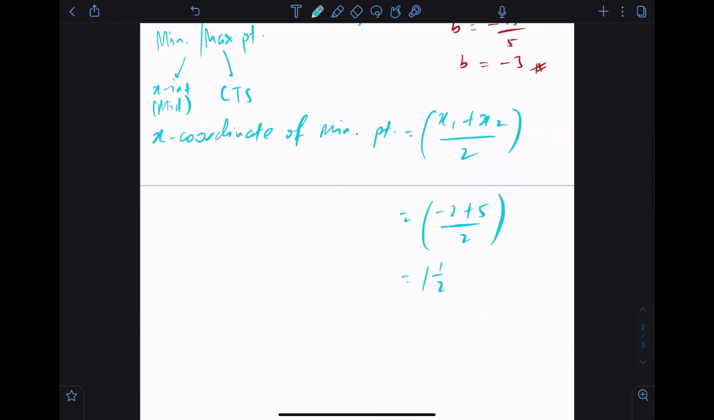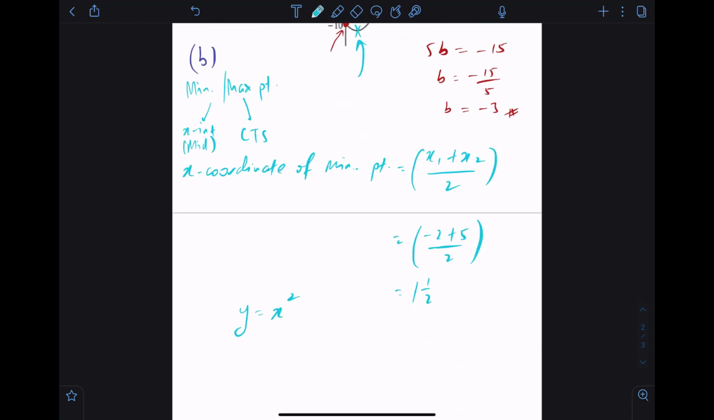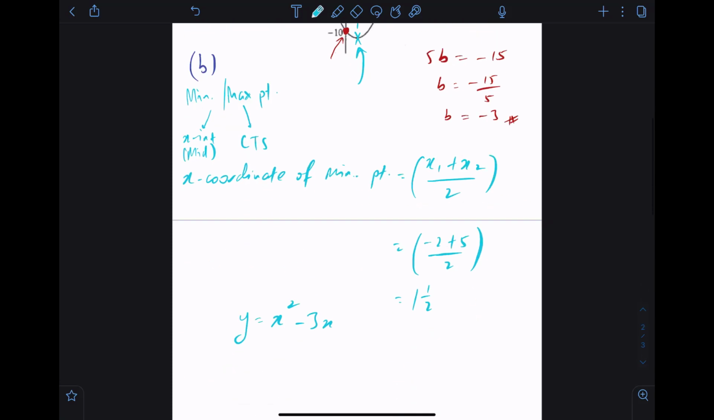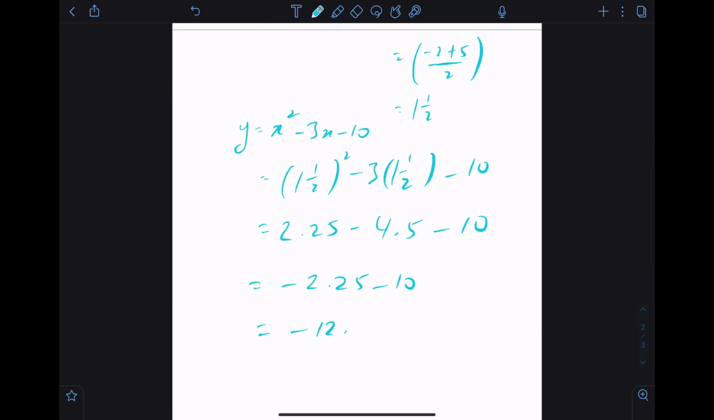So when x is 1.5, what is y? This is where you have to substitute 1.5 into your main equation. The main equation goes like this: x squared plus bx minus 10, and b is -3 here. So x squared minus 3x minus 10. So 1.5 squared minus 3 times 1.5 minus 10. 1.5 squared will actually be 2.25, minus, this is not half, this is 1.5, so 3 times 1.5 is 4.5. So 2.25 minus 4.5 minus 10. This will give you -2.25 minus 10, which is -12.25.